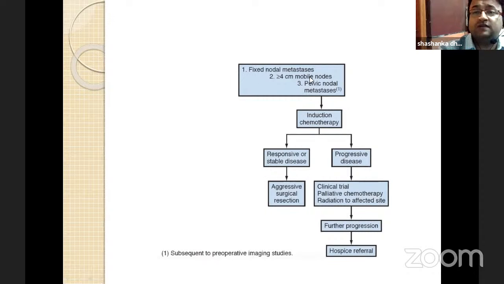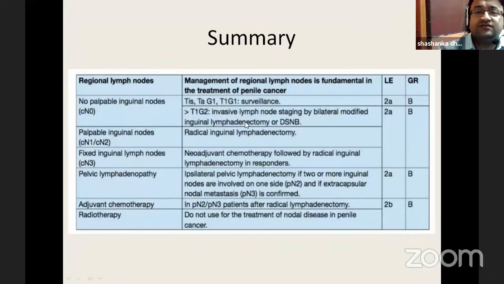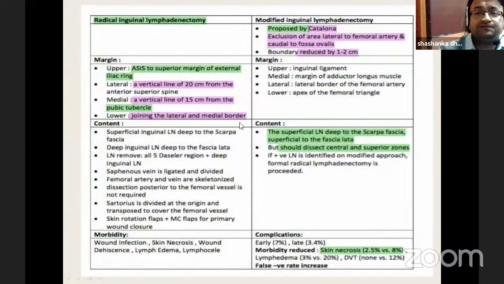So this is advanced disease. You don't proceed with lymph node dissection straight away. You first give induction chemotherapy. If it is responsive, you do aggressive surgical resection. If it is progressive, they may need palliative chemotherapy, or if there's further progression, they may need a hospice referral. So this is a very poor prognosis. All right, incisions and surgical techniques are not relevant at that level.